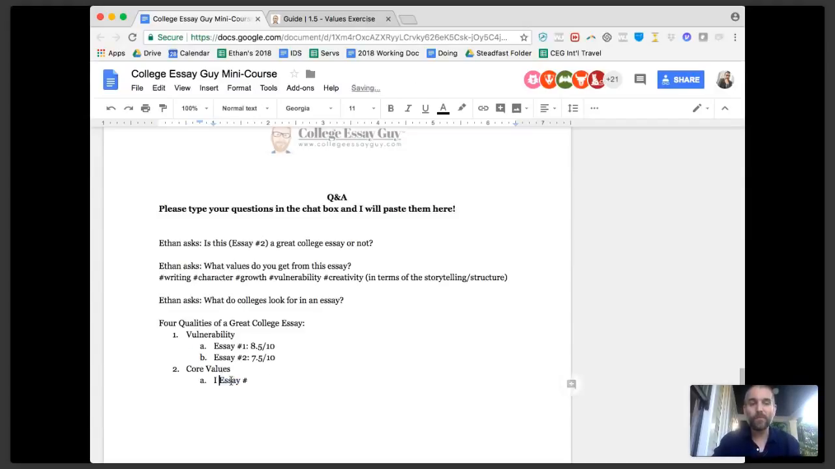Core values. Essay number 1, you guys were able to list a ton in terms of variety. There were so many. I go 8 out of 10 on this. Essay number 2, there was some stuff. So we've got writing, character growth, vulnerability, creativity. I'm going to go 4 out of 10. And this is the main difference to me. To me, this is the key difference between these essays. But this is only because I'm imposing what I think goes into a great essay.